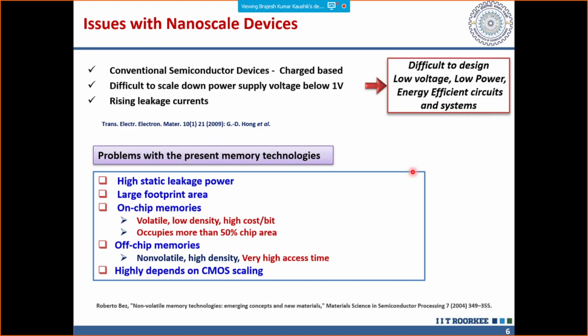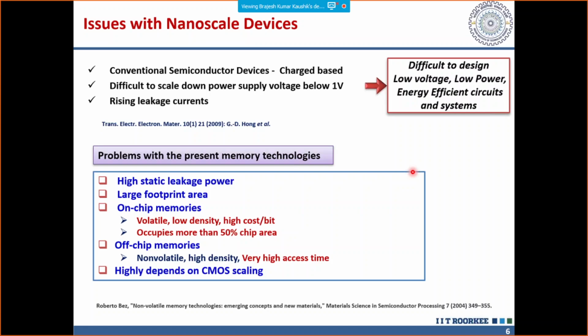There are issues with nanoscale devices, and many other issues, especially with conventional charge-based semiconductor devices. Other than this, it is really difficult to scale down the power supply below 1 volt. You have to make a lot of trade-offs, maybe with delay, maybe with other issues. And as I mentioned, rising leakage current is another big threat. Overall, it is very difficult to design low voltage, low power, energy efficient circuits and systems.